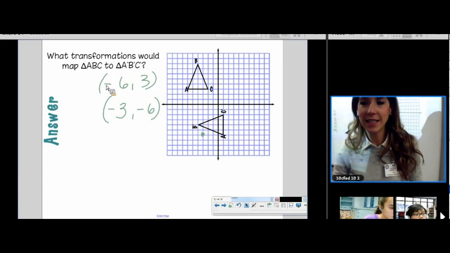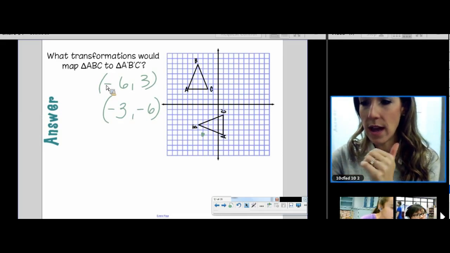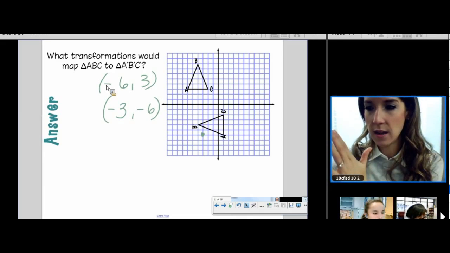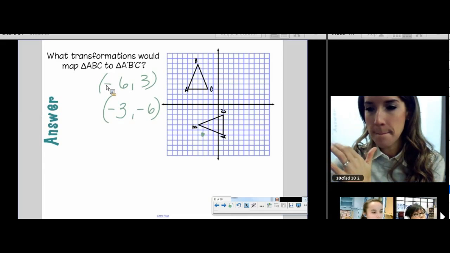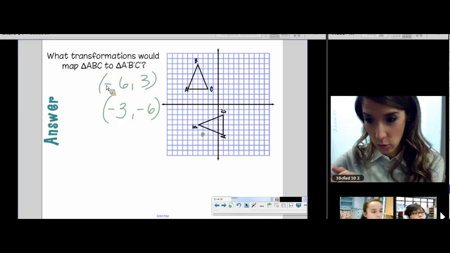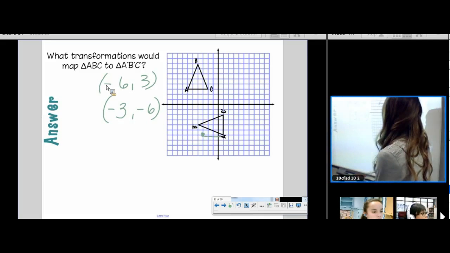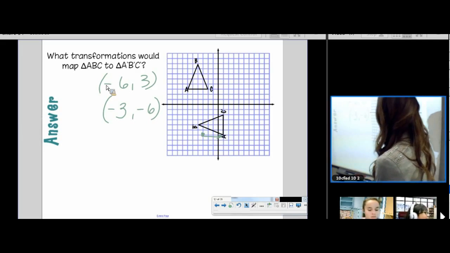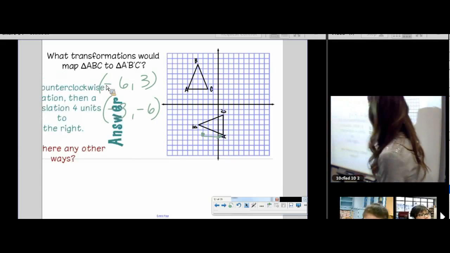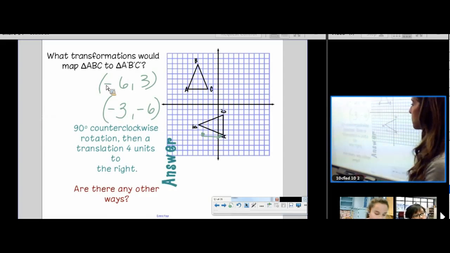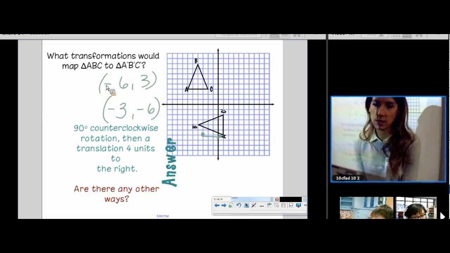And then what would we need to do to get it to the real A prime? Translate it. Right, 4. It needs to move this way a little bit. So the answer is, it's a 90 degrees counterclockwise rotation, then a translation 4 units to the right.